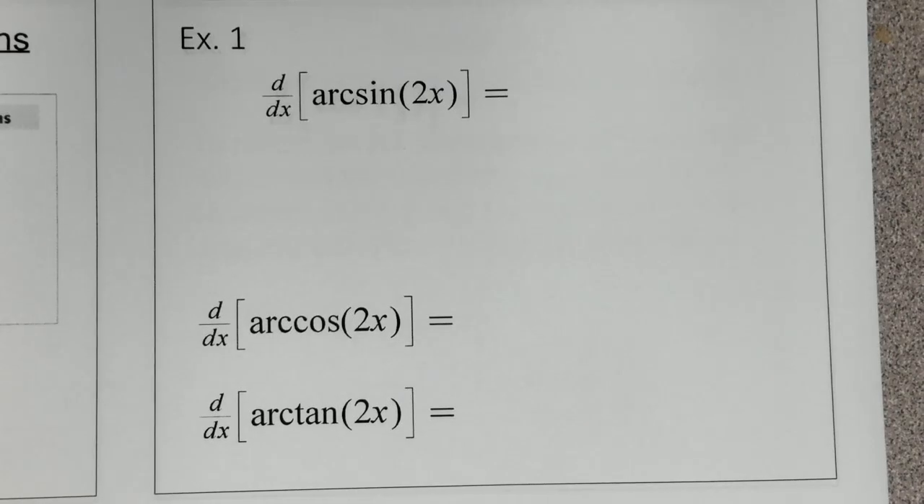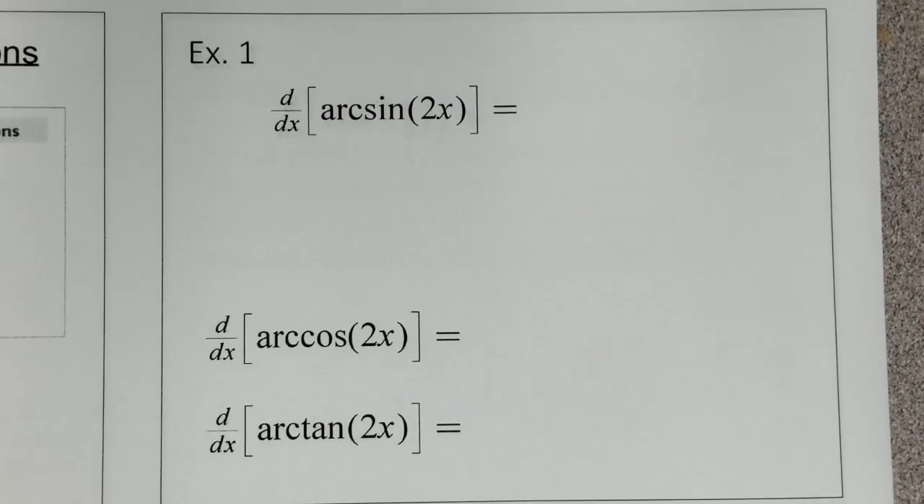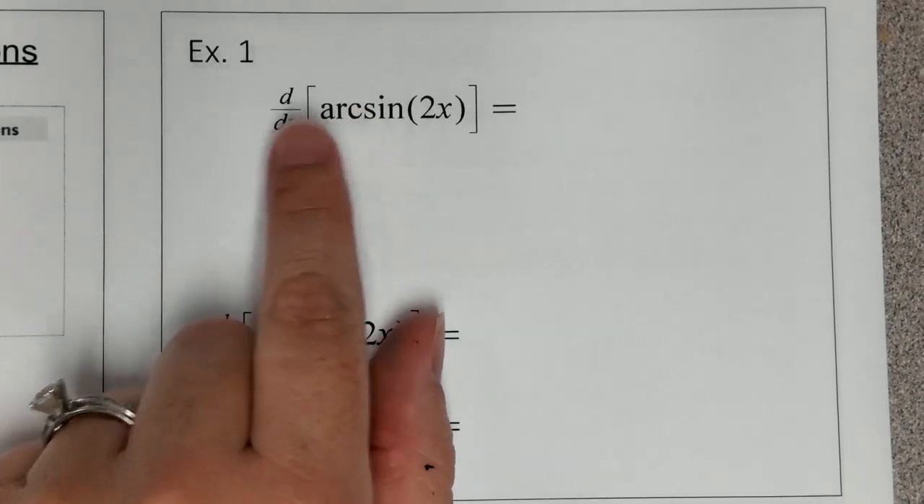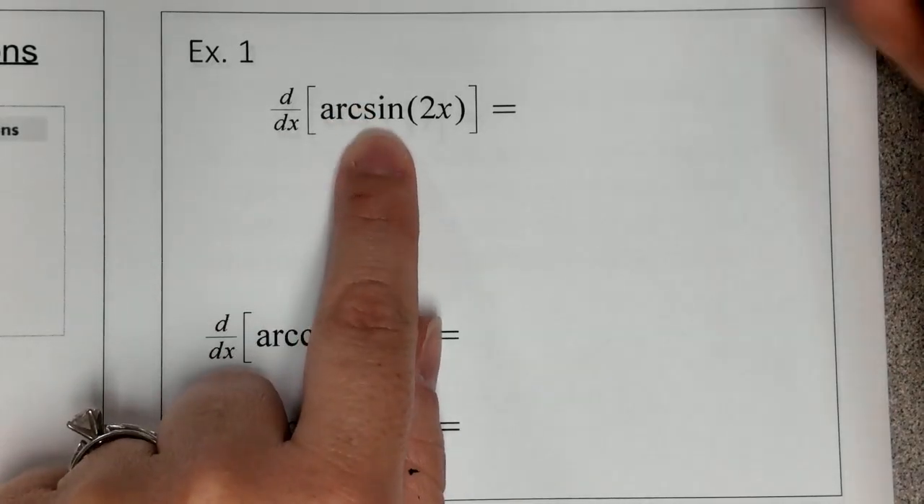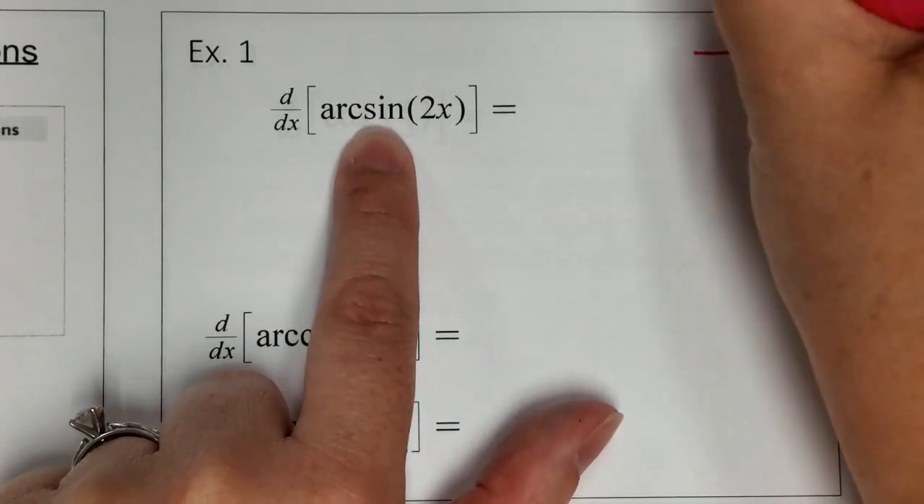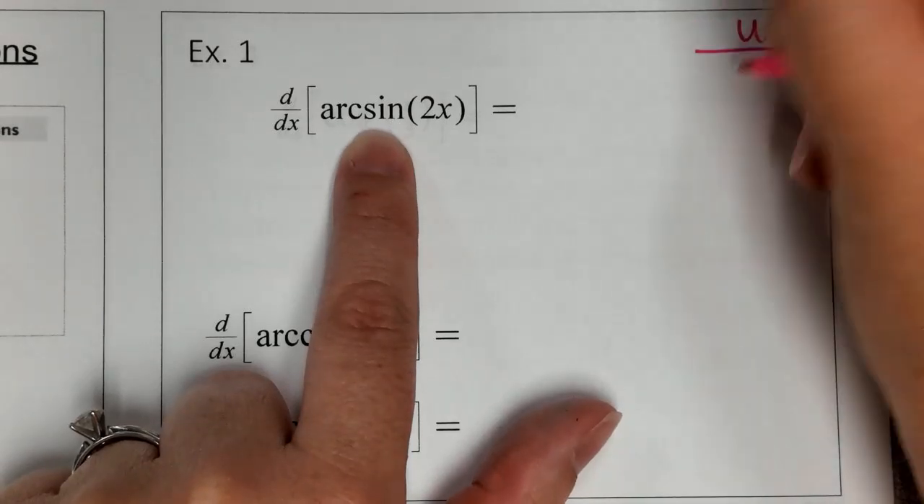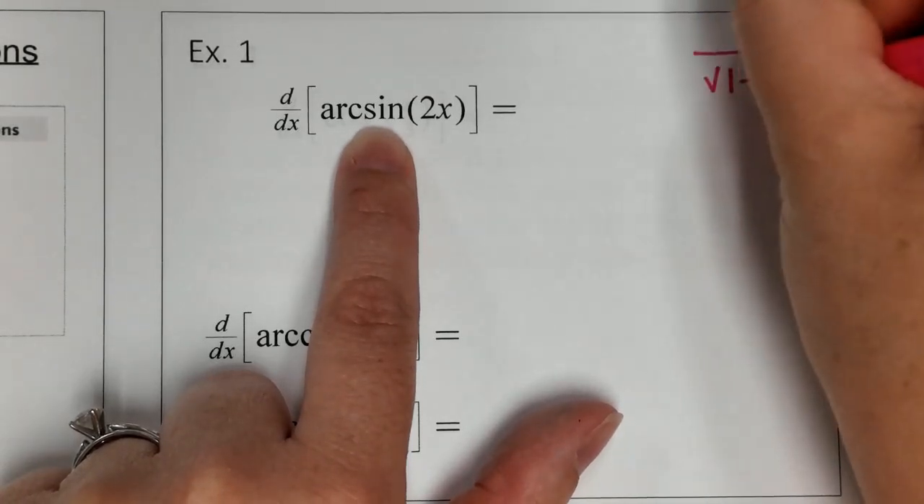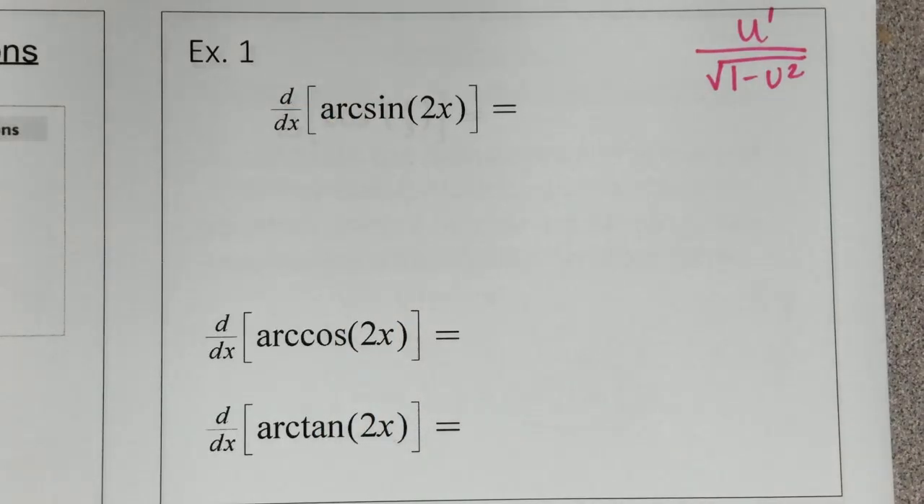Let's take the derivative of the arcsine of 2x. The derivative of the arcsine of 2x. Before we get started, what's the formula for the derivative of arcsine? u prime over the square root of 1 minus u squared. Look at you already starting to memorize those formulas. You're going to sleep 1, 2, 3, 4 times before your quiz, so make sure that you study over the weekend and you're ready for Monday.